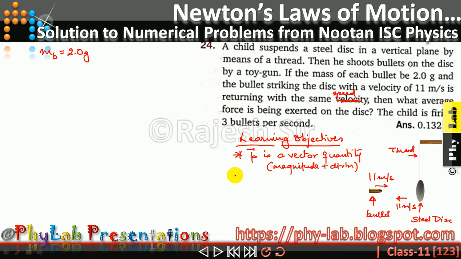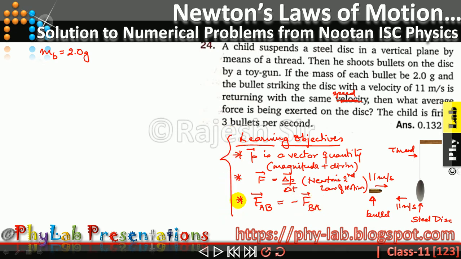Okay. Secondly, you should understand that force is equal to delta P by delta T, that is Newton's second law of motion. This is also a learning objective that is going to come from here. And the third thing, you should understand that force that A exerts on B must be equal and opposite to force that B exerts on A. That is the action reaction pair. So these 3 learning objectives are to be understood by this particular question.